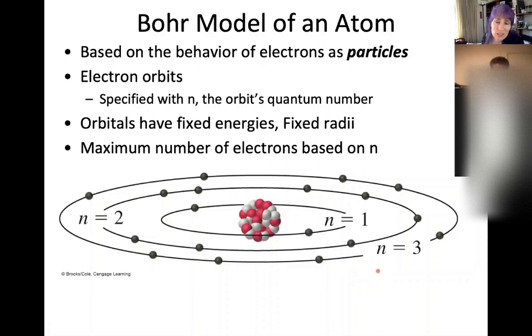So the Bohr model says these are particles. The electrons are circling around just like planets. We know the maximum number of electrons based on the N value, and we know how far those orbits are from the nucleus. This works really well for 1 electron. But when we have 2 electrons or more, the electrons interact with each other. And that was a major step forward in theory when we learned how to deal with that.